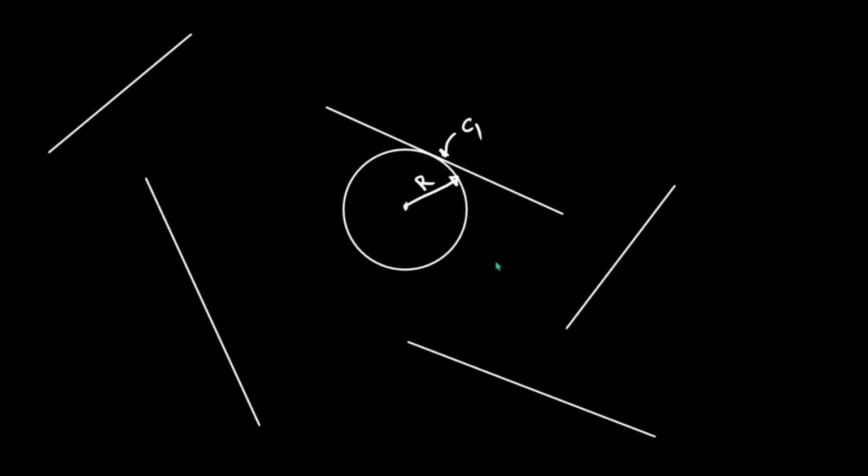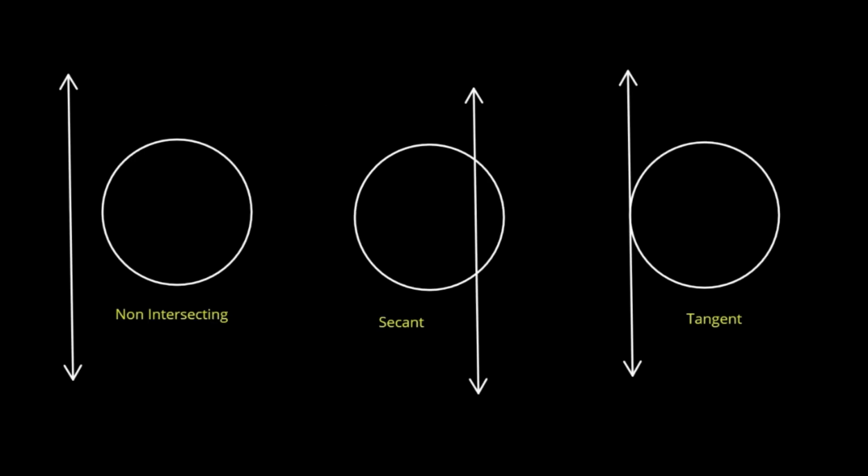One is that the line is nowhere touching the circle. Another scenario, it can touch the circle at 2 points. And the third scenario, it can touch the circle at 1 point. So here I have drawn the 3 scenarios. This is the line actually.